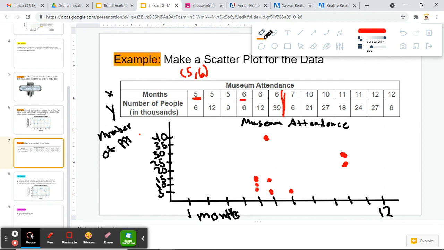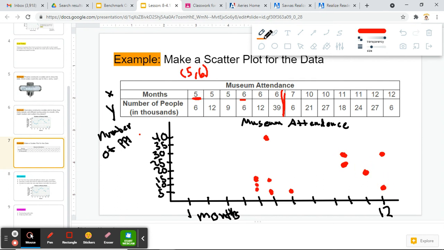Again, 11 months with 18,000. We'll come over to 11. We got 18,000, which is right about here. And then lastly, 12 months with 27 and 6. So we've got the 6 here and the 27 right about here. So this is what our scatter plot would look like.